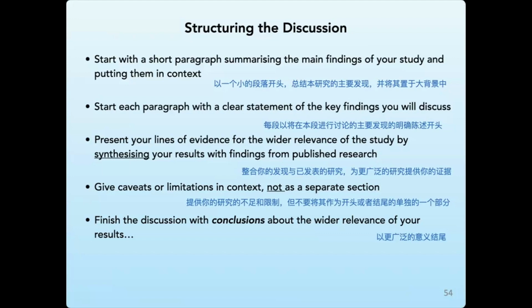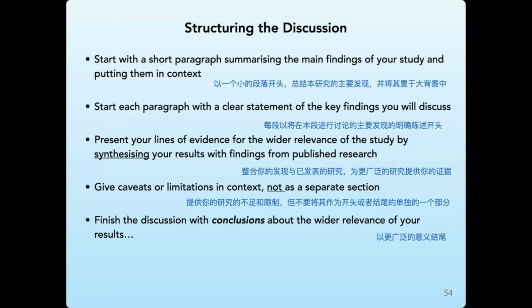Then start each paragraph of the discussion with a clear statement of the key findings that you will discuss, ideally referring back to your study aims and hypotheses. And then within the paragraph, present your lines of evidence for the wider relevance, and interpret your findings by synthesizing your results with other people's research. What is also important is to give caveats or limitations to the study in context.